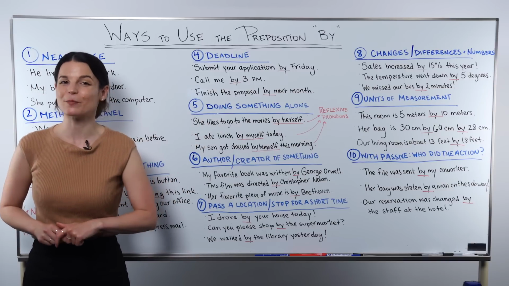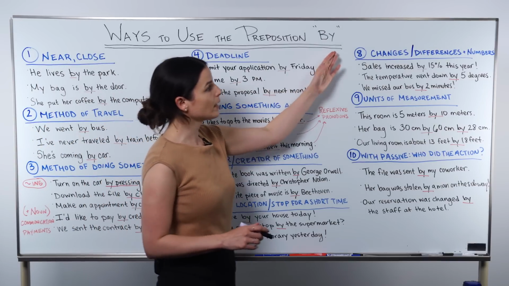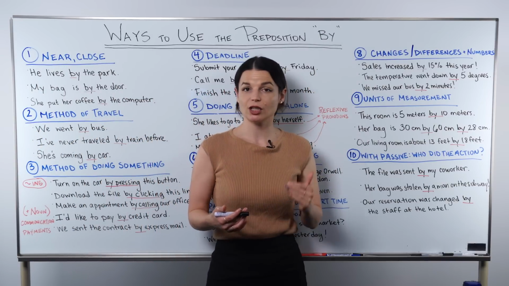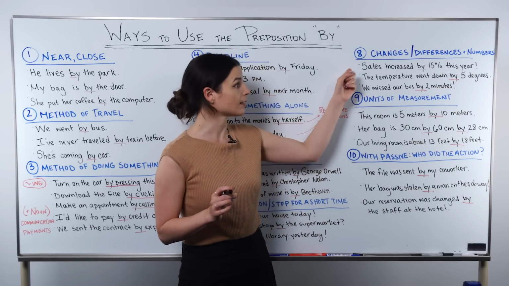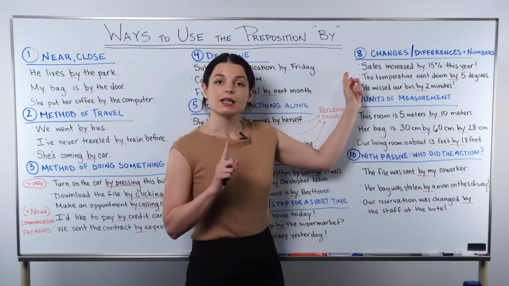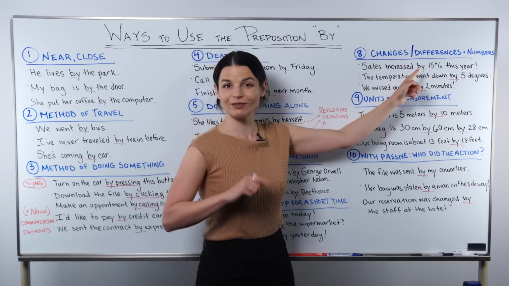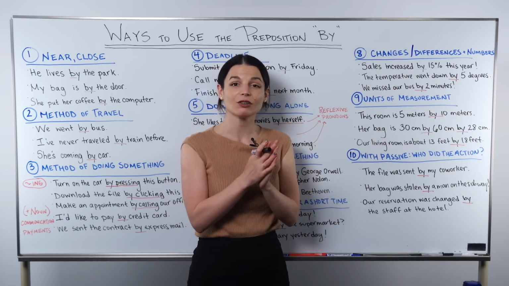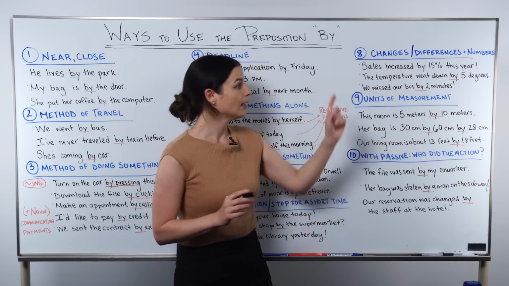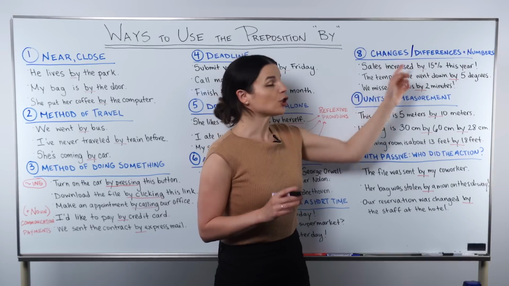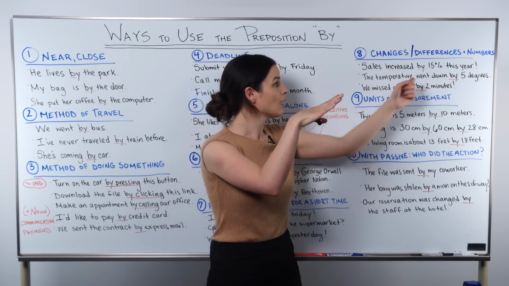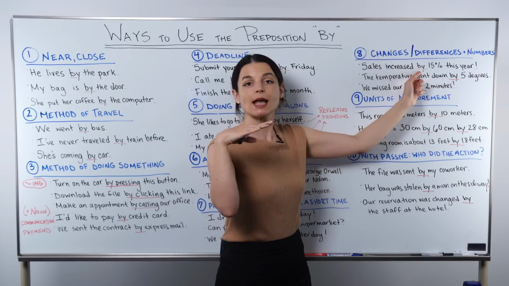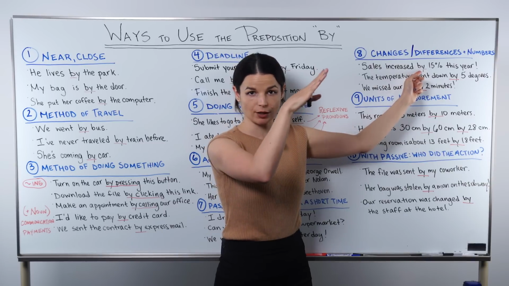Let's continue on to number 8 now. Number 8 is using by to talk about changes or differences with numbers. Let's take a look at these examples. First one, sales increased by 15% this year. This means that the total number of sales increased, so it went up. This by shows us how much of a change, okay?